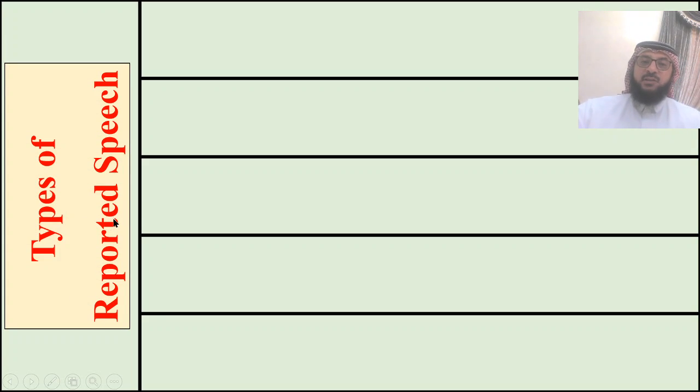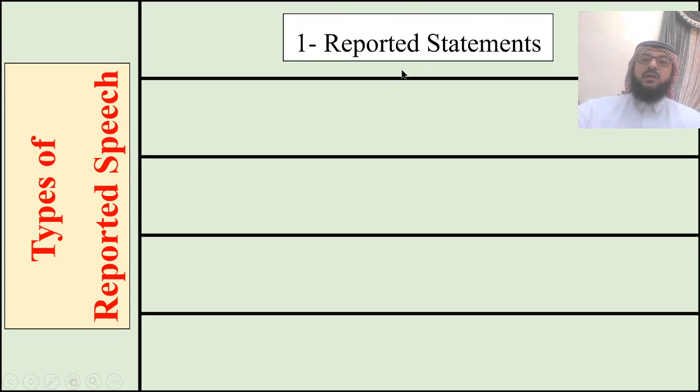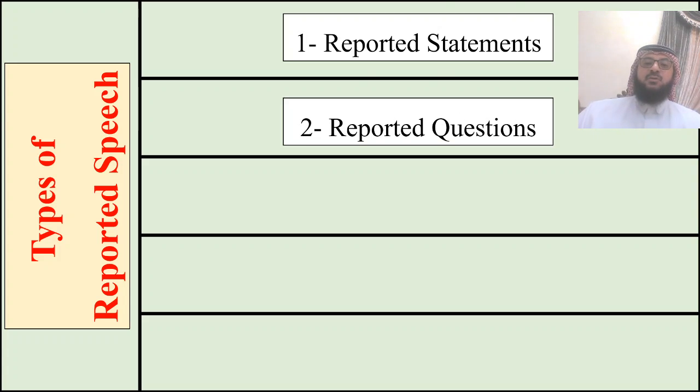Types of reported speech. وش أنواع reported speech? The first one, reported statements. الجمل الخبرية. نقل الجمل الخبرية. واحد يقول لك أنا أحب كذا. هو قال أنه أحب كذا. Okay. Number two, reported questions. نقل الأسئلة بنوعيها WH و yes no question.